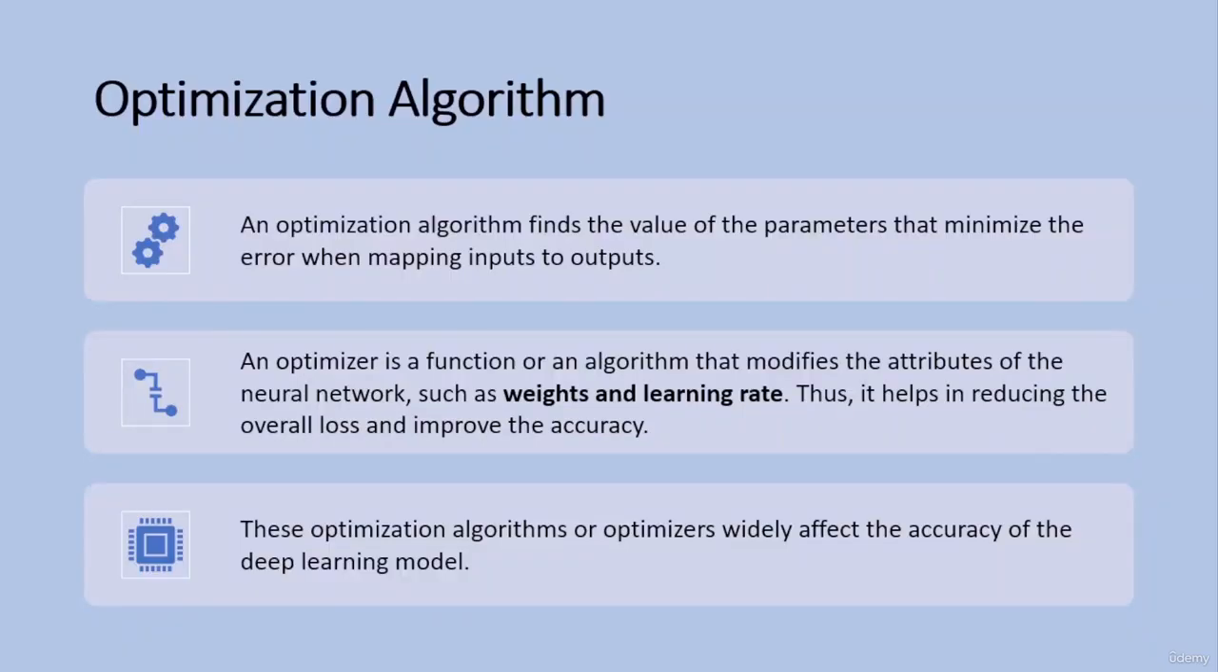Now let's see what is the optimization algorithm. While training the deep learning model, we need to define each epoch's weights and minimize the loss function. And an optimizer is a function or an algorithm that modifies the attributes of the neural network, such as weights and learning rate. Thus, it helps in reducing the overall loss and improve the accuracy.